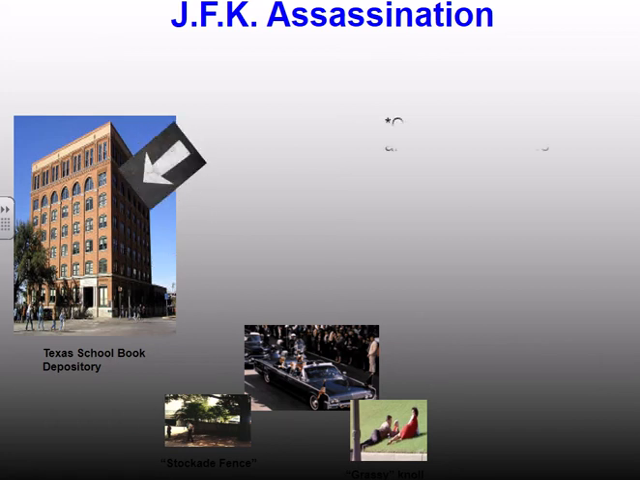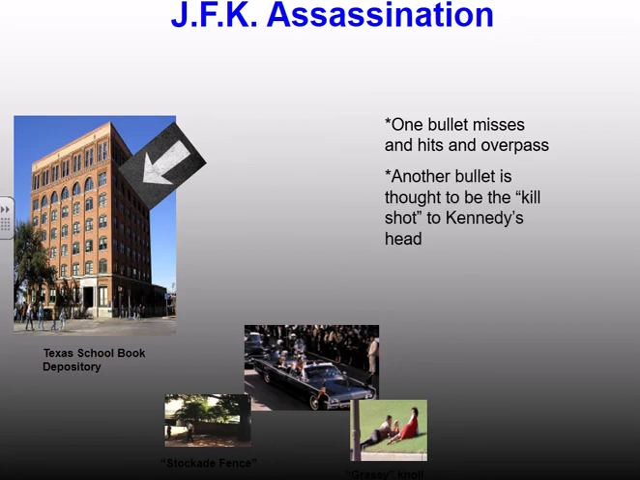So, what do we know about the bullets fired then? We know that one of the 3 bullets hits an overpass beyond the car and entirely misses. It's pretty evident. There's no tissue or anything like that on this bullet. We feel really confident that this bullet just entirely missed. We have another shot, which is the third shot, the quote unquote kill shot to Kennedy's head.